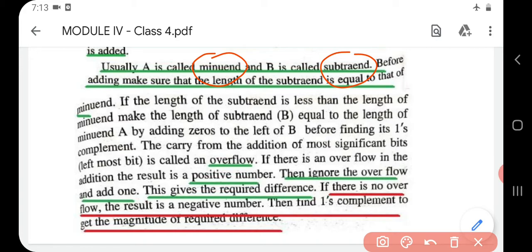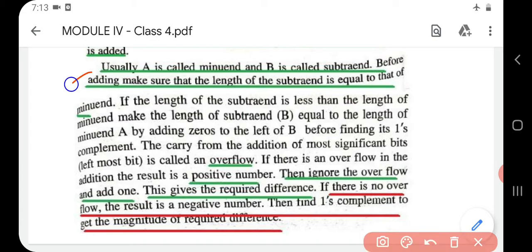Now, in that case, a is called the minuend and b is called the subtrahend. First of all, before adding, you look at whether the length of a, that is the minuend, and the length of b, that is the subtrahend, is the same. If the length of b is less than the length of a, then you have to make the length of b equal to the length of a. How? By adding zeros to the left of b, before finding 1's complement. Now you will have a carry from the addition, and that carry will be called overflow. If there is an overflow, the result will be a positive number, then you have to ignore the overflow and add 1. This will give the difference.